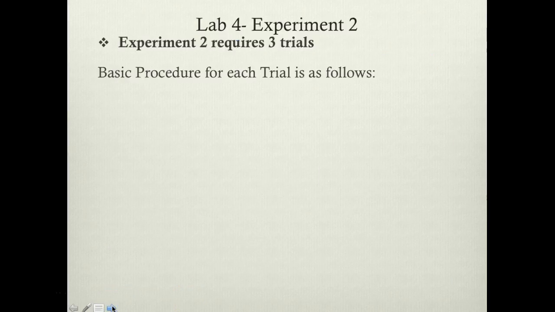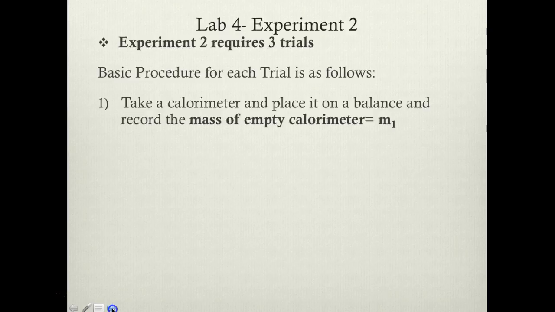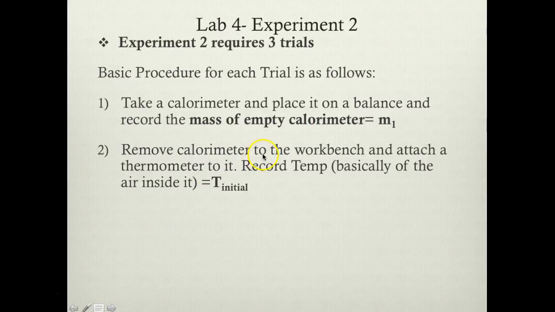Now experiment 2 requires that you do the experiment with the magnesium and hydrochloric acid 3 times and then average your results. Every experiment is always done 3 times in order to get reproducibility. So the basic procedure is you take a calorimeter, place it on a balance and record the mass of the empty calorimeter, then remove it to the workbench and attach a thermometer to it. Record the temperature. You're basically recording the temperature of the air because there's nothing inside the calorimeter right now. So that's your initial temperature.